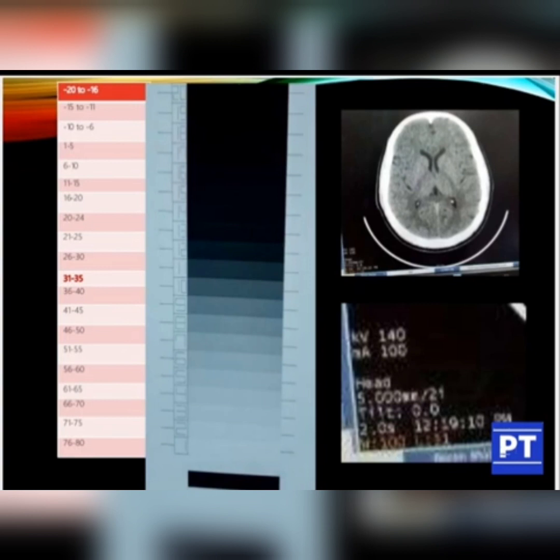Here you can see a CT brain image displayed on the monitor. You can see the factors, kV and mA, and the slice thickness is 5 mm, tilt, and here you can see the window width as well as the window level, and the gray scale, and this will be displayed on the image.